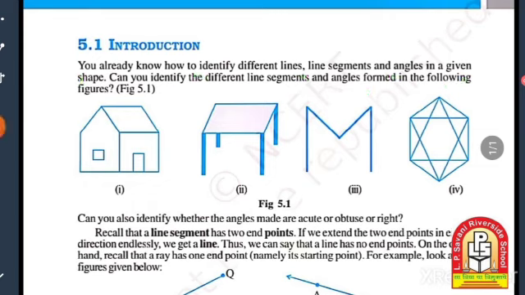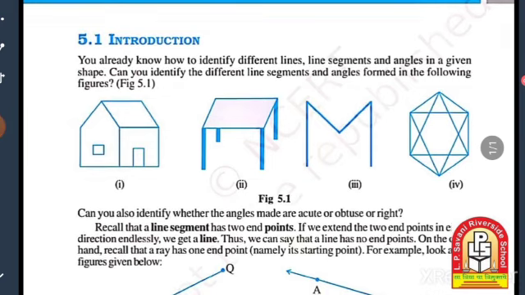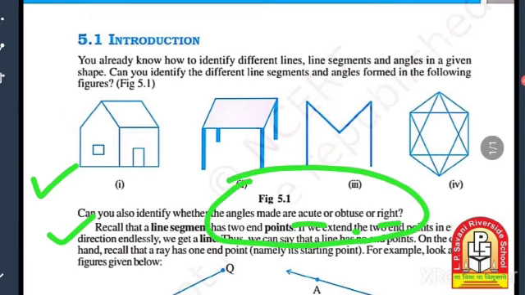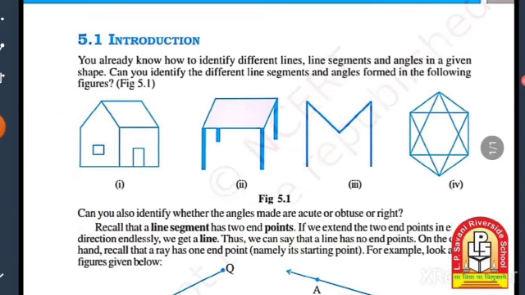They put the question: how many lines, and how many different lines, are used to make these shapes? Can you also identify whether the angles made are acute or obtuse angles? Here you have to recall the acute, obtuse and right angles. These are the types of angles which you have already learned.